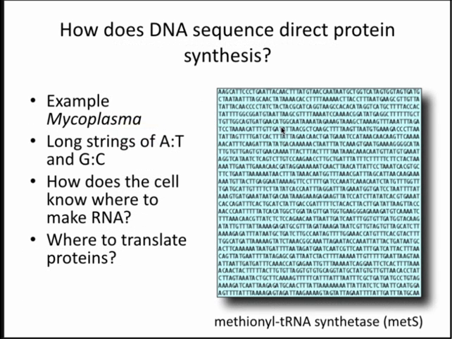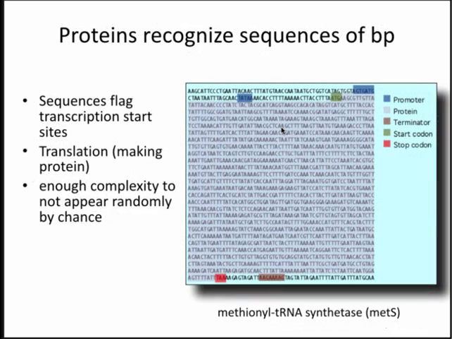How does a DNA sequence direct protein synthesis? If you just look at a bunch of DNA sequence, and here's an example from mycoplasma, it's long strings of A's and T's and G's and C's. But how does a cell know where to make RNA? Where to translate proteins? It turns out there are proteins that recognize sequences of base pairs, and these sequences flag start sites, stop sites, translation start, translation stop sites. There has to be enough complexity so it doesn't appear randomly by chance.